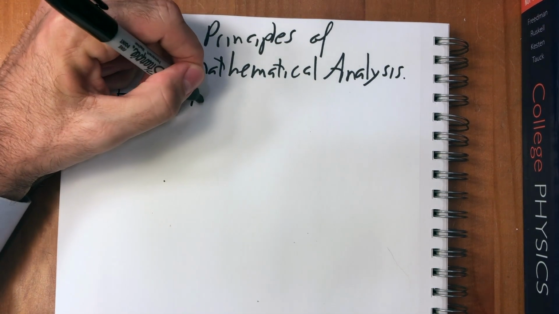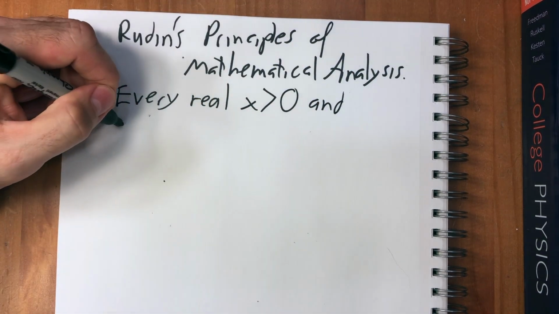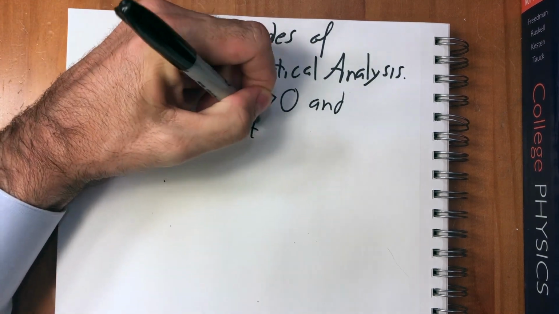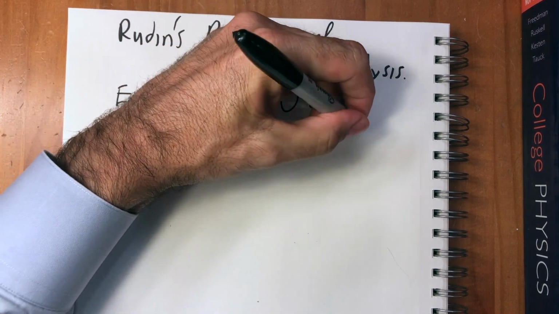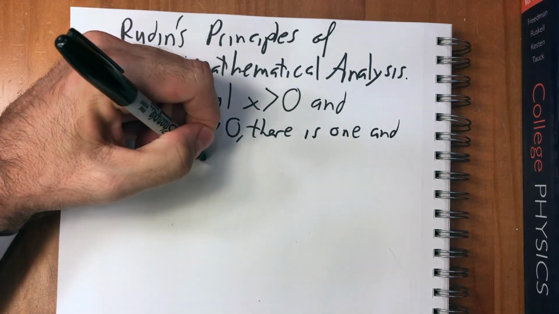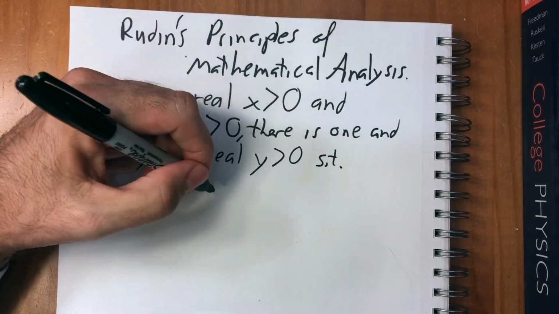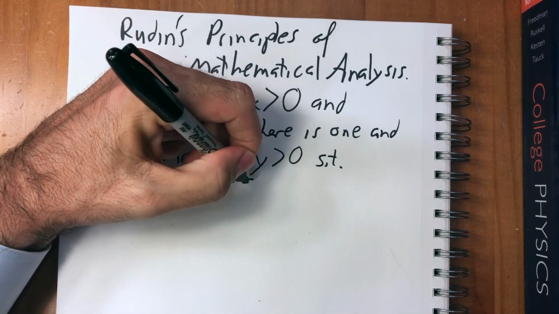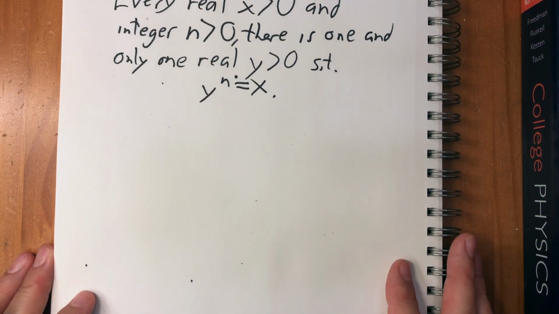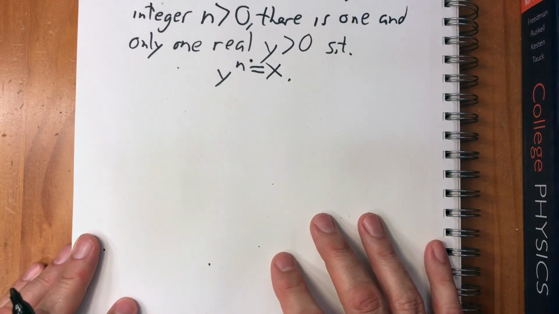So we're about to finish the proof. The theorem that we're trying to prove is that for every real x greater than 0 and integer n greater than 0, there is one and only one real y greater than 0 such that y to the n equals x. That's what we're in the middle of proving. And so I just want to recap quickly what we did last video to set up for what's left now.